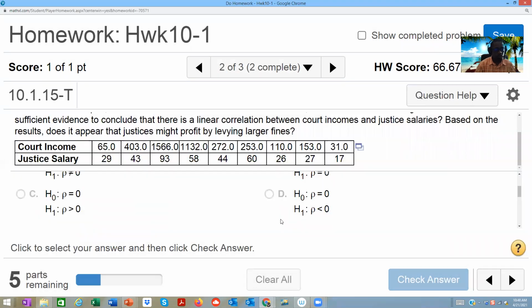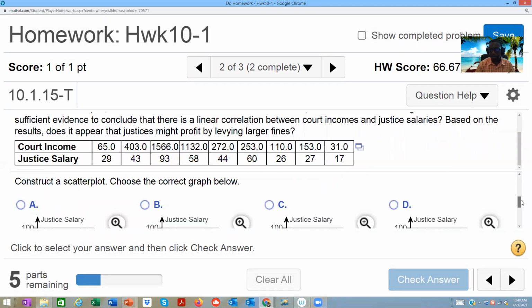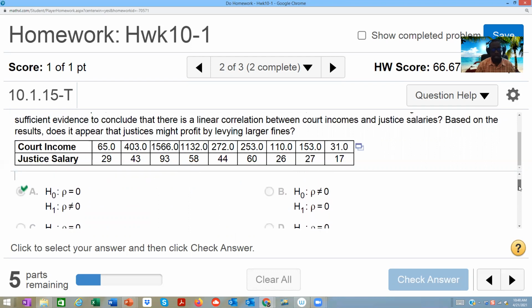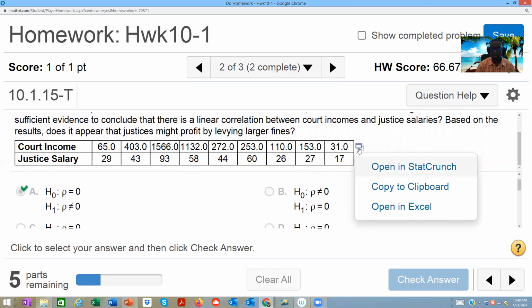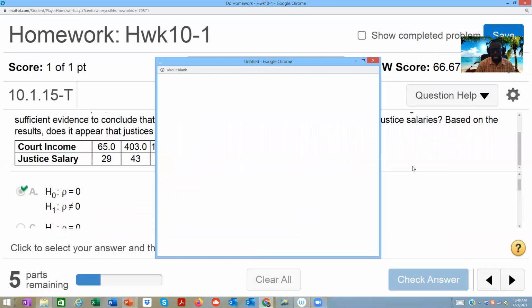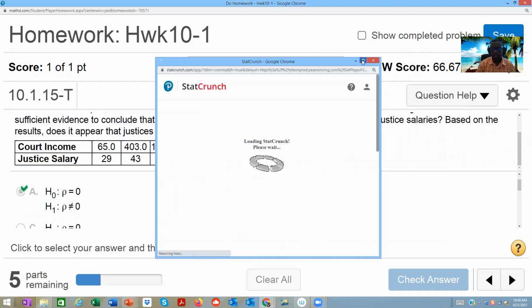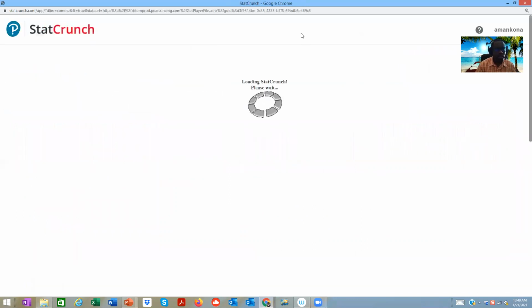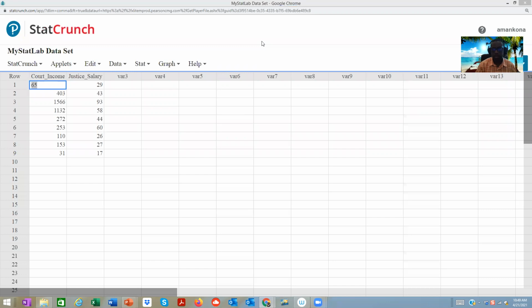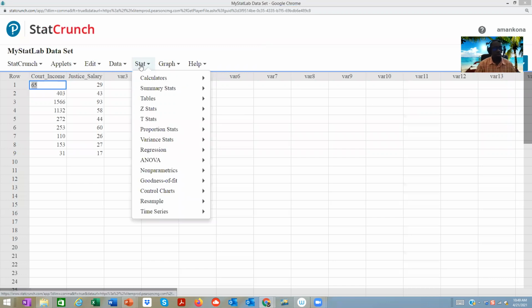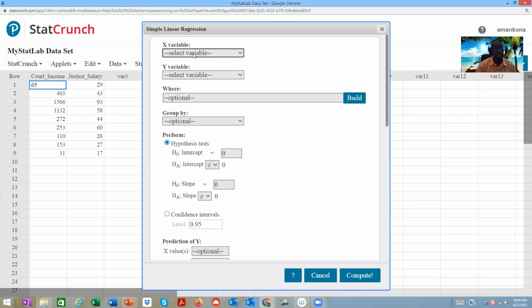To find the scatter plot, the correlation coefficient, and everything, we open this data in StatCrunch. Let me make it bigger so you can see that. I go to Stat, then Regression, then Simple Linear. My X variable is the court income, my Y is the justice salary, and you don't change anything else.